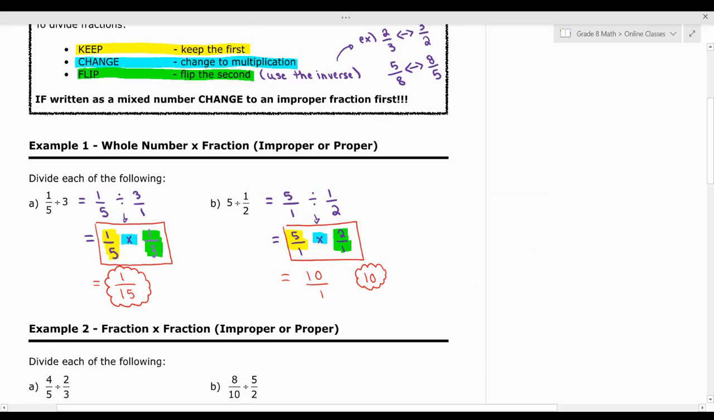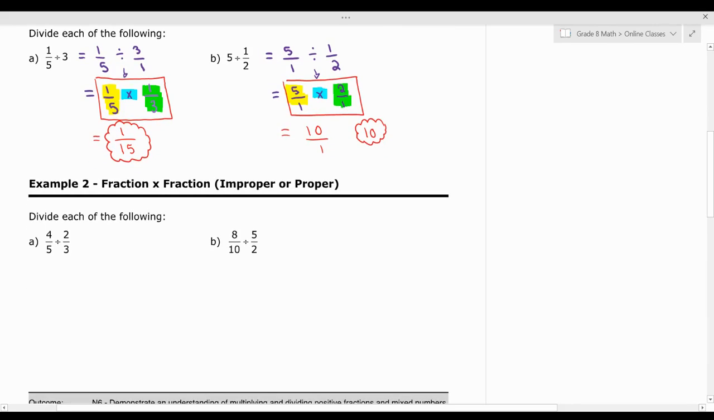Moving on to example 2. These questions would be fraction divided by fraction. Again, could be improper, could be proper. So question A is 4/5, so I have a proper fraction divided by another proper fraction. Now you'll notice this time I don't need to rewrite either of these, so I can jump right into my steps. I keep the first, I change to multiplication, and then I have to flip the second.